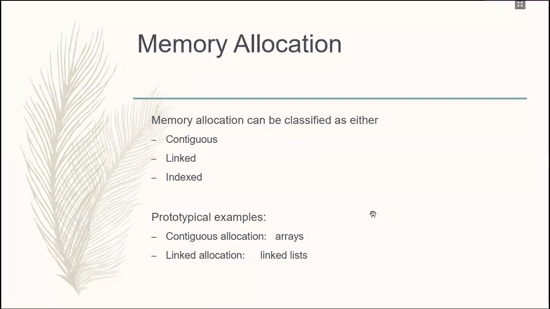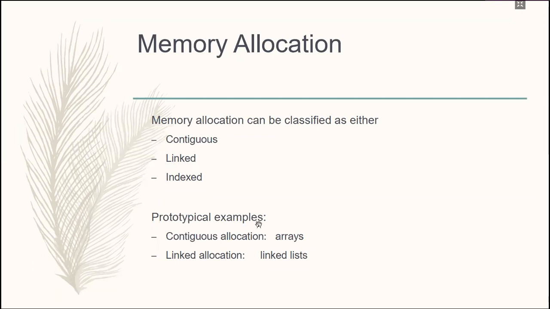Now, let's talk about some terms related to data structure. First of all, memory allocation. What is memory allocation? Memory allocation can be classified as contiguous, linked, and indexed. Whenever you allocate memory from your hard disk or the main memory, there are three ways you can actually allocate the memory. One is contiguous, another is linked, another is indexed.